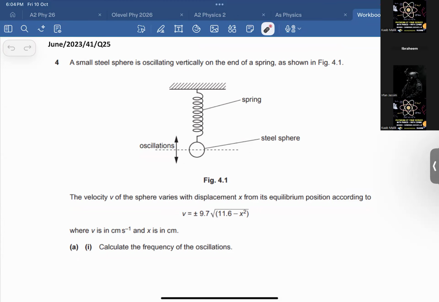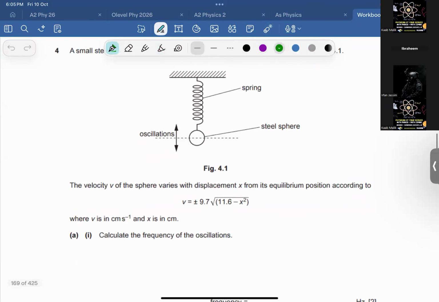A small steel sphere is oscillating vertically on the end of a spring, as shown in figure 4.1. The velocity v of the sphere varies with displacement x from its equilibrium position according to v equals plus or minus 9.7 square root of 11.6 minus x squared, where v is in centimeters per second and x is in centimeters. Calculate the frequency of the oscillation.